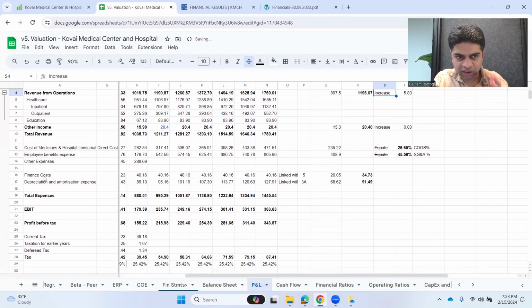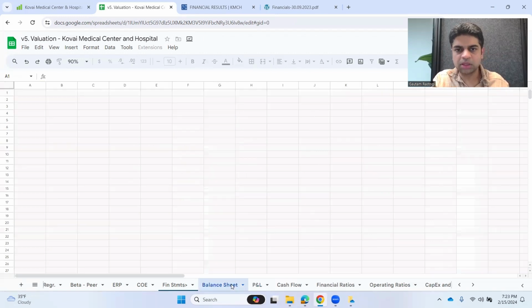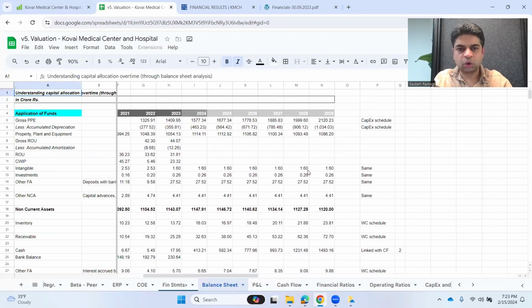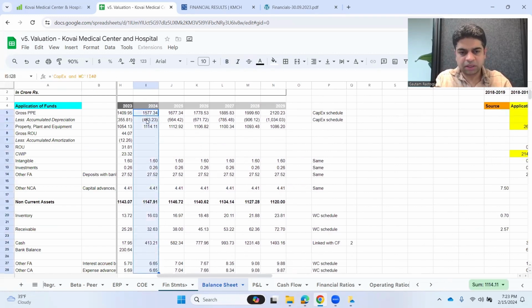I know we have not adjusted for finance costs and depreciation yet, because that is dependent upon the balance sheet: how much debt there is, and also how much gross fixed assets they have. All right, so now let's go to the balance sheet and make the adjustments. Again, we are going to compare FY24 numbers, so let me put it in a different color.